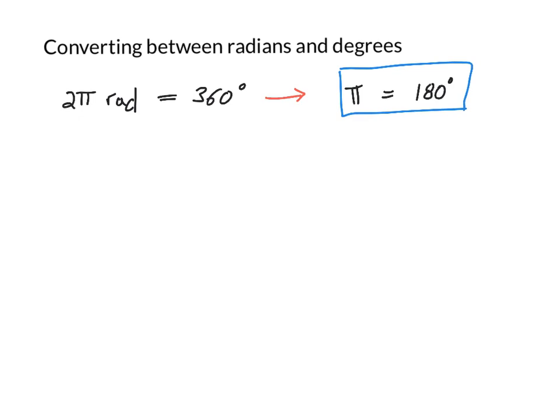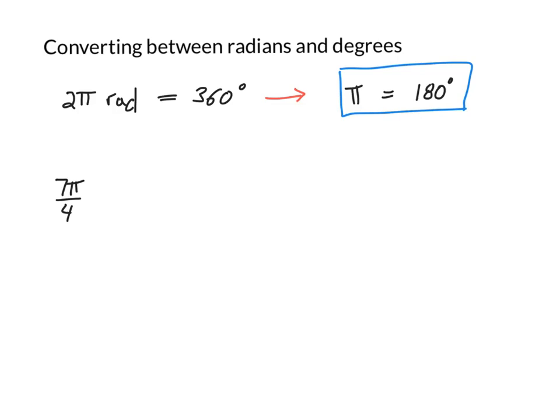The question that often comes up is, if I'm in radians, how do I convert to degrees? And if I'm in degrees, how do I convert to radians? Let's go through an example. Let's take some number of radians, say 7 pi over 4 radians, and ask how many degrees that is. We have 7 pi over 4 radians, and I know that pi radians is the same as 180 degrees.